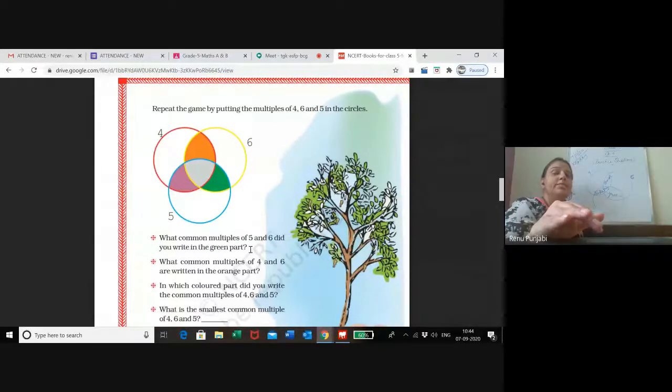So first, before writing the common multiple, you should know the multiples, right? The first step is, if I say to find the common multiple of any number, before going to the common multiple, you should know the multiples of that number. So what are the multiples of 5 and 6? You will write the multiples of 5 in this white part. So next, Ishana, tell me the multiples of 5.